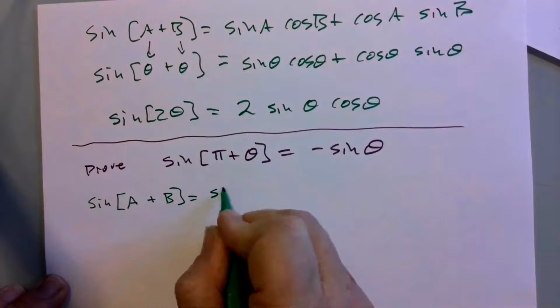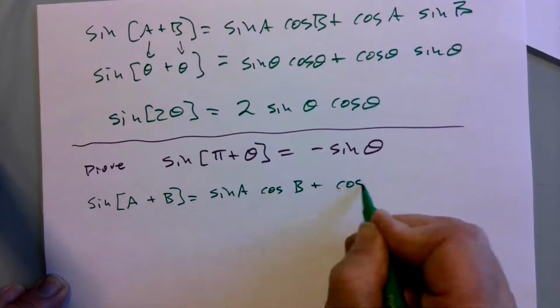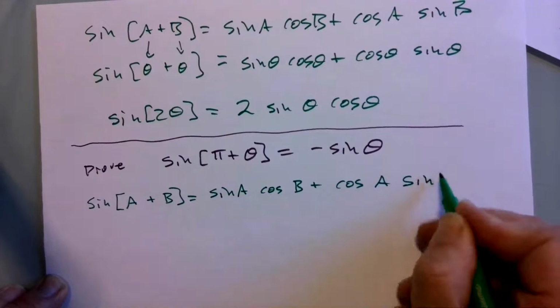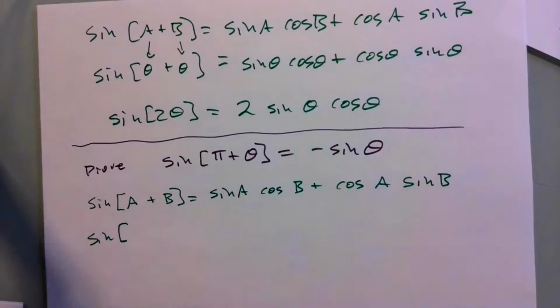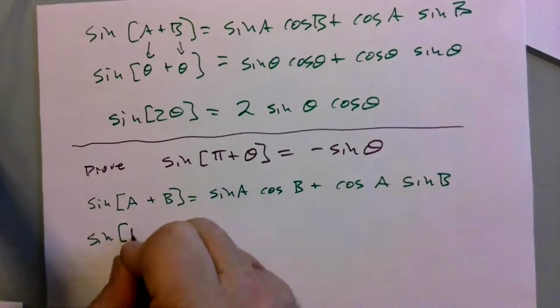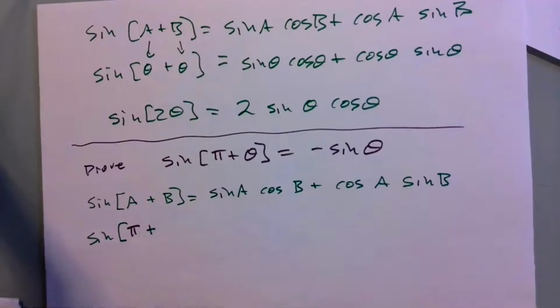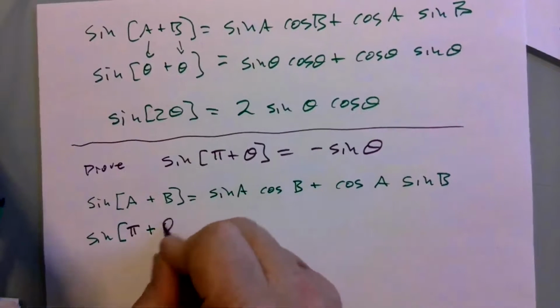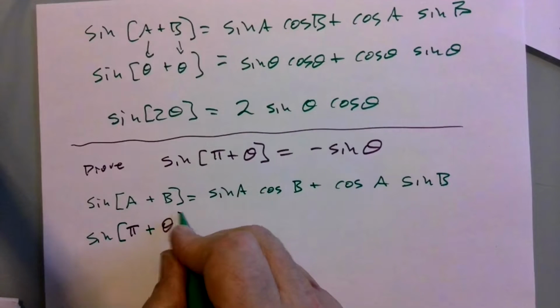Sine of A plus B is sine A cos B plus cos A sine B. Instead of A, I'm going to use pi. Wherever I see A, I'm going to replace it with pi. And wherever I see B, I'm going to replace it with theta. That's the process that we're using here.